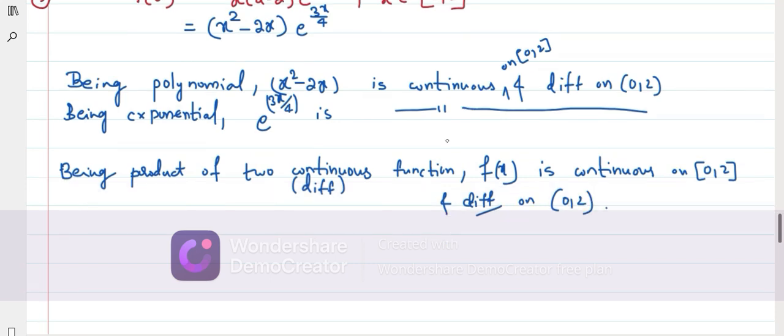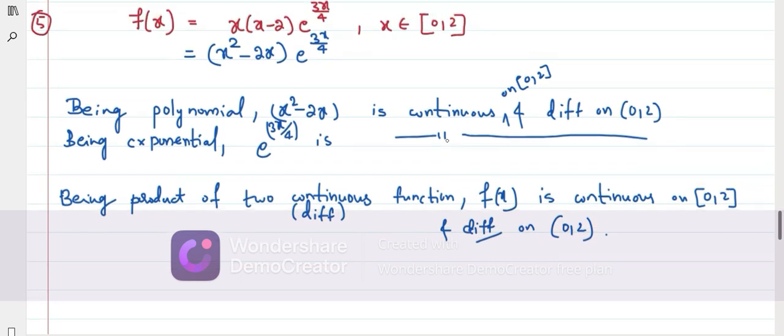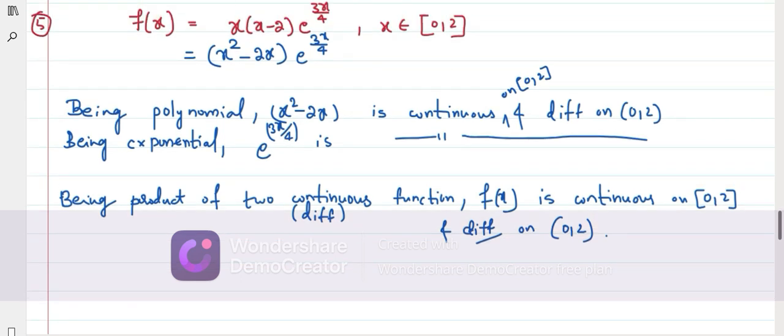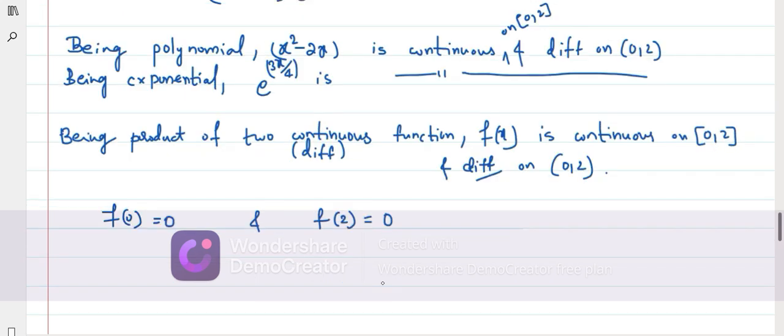Now we need to check whether the endpoints coincide or not. Look at the function here. What is our f of x? So we have to calculate what? What happens if you substitute x equal to 0 here? 0 into anything is 0, right? So f of 0 is 0. What happens if you substitute x equal to 2 here? 2 minus 2 is again 0. 0 into anything is 0. So f of 2 is also 0. Therefore, f of 0 is equal to f of 2.